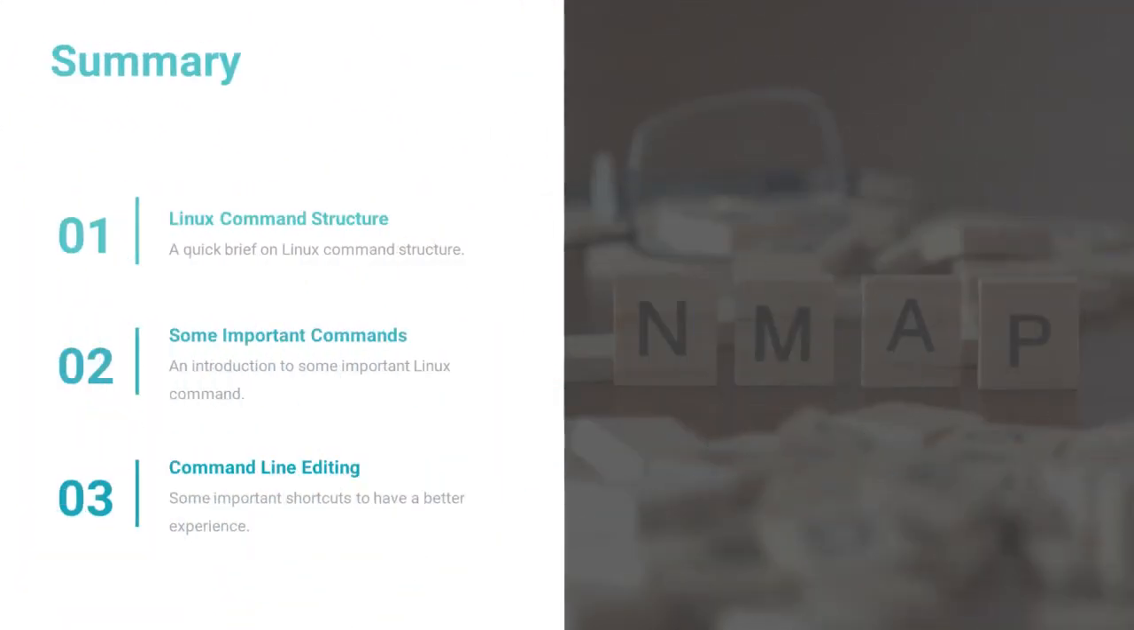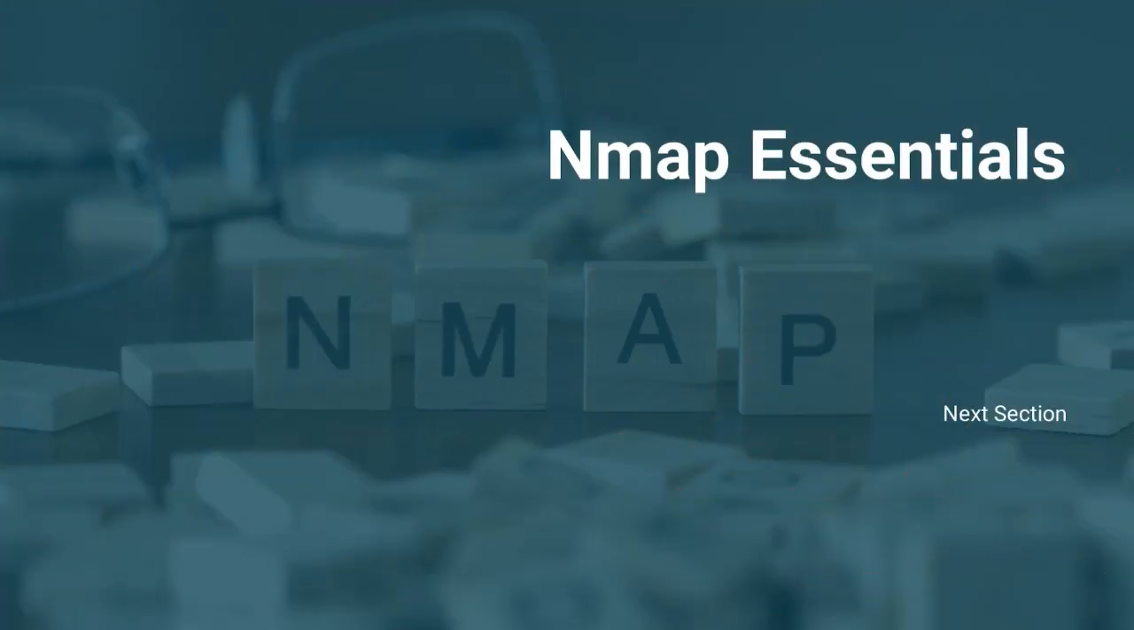So let's go to the video summary. First, we had a quick brief on our Linux command structure. Then in the second step, some important commands: ls, pwd, cd, and removing and copying files. And then, after all, some important shortcuts to have a better experience in Linux. The next video is going to be section 2, and we're going to start Nmap essentials. Finally, after section 1, we're done with Linux and the basic things. We're going to move into Nmap and I'm going to explain all the essential and fundamental things about Nmap.